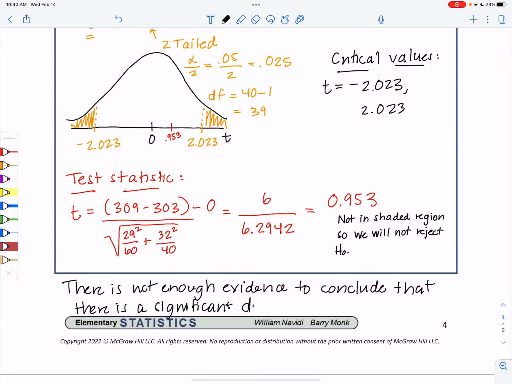And again, this difference that we're looking for here is between the population means. So even though there was that difference between the sample means of 6, our hypothesis test lets me know that this is not strong enough evidence to state that there is a significant difference between those means if we were to look at the entire population.